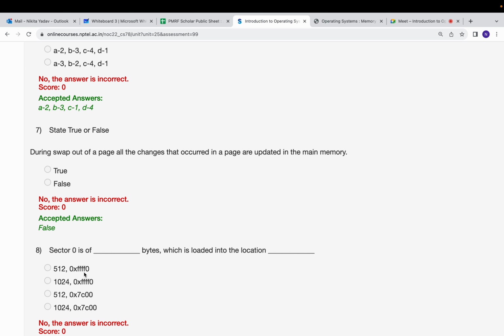So sector 0 is of 512 bytes, which is loaded into the location, and the question is regarding the master boot record, MBR. The MBR is stored in disk in sector 0. It is of size 512 bytes. It's the bootable code, and it is loaded in RAM in location 0x7C00 by BIOS. So look at that lecture.